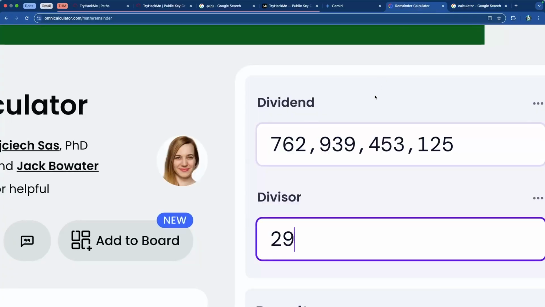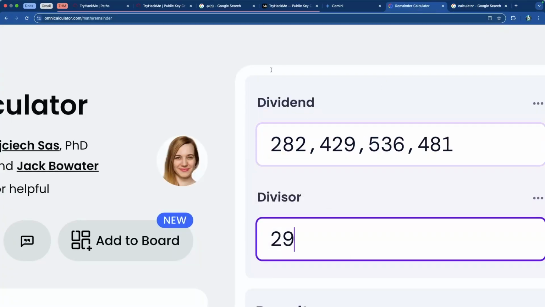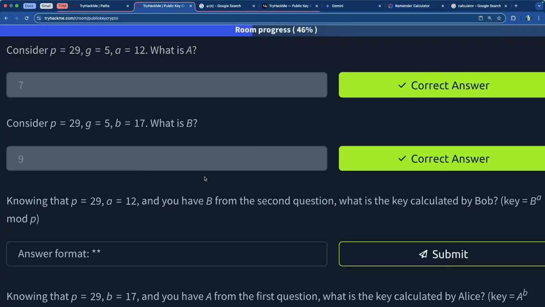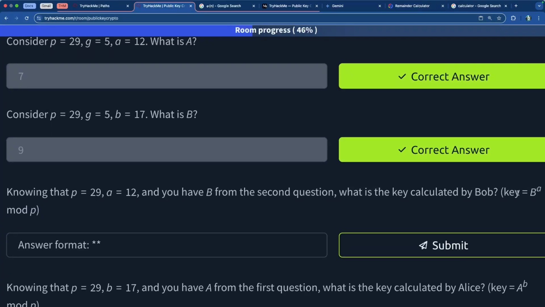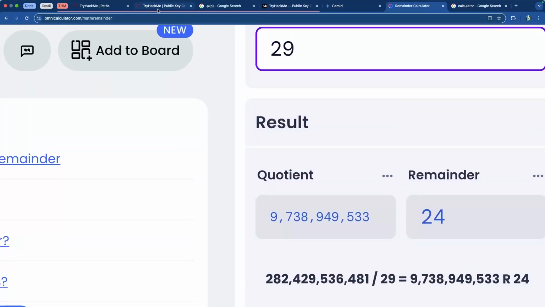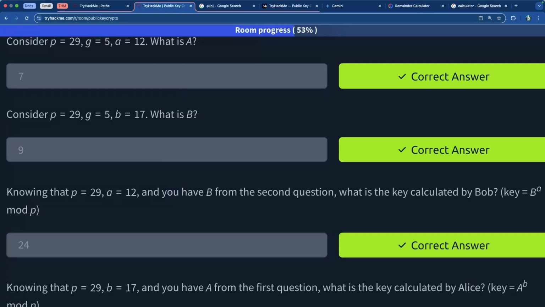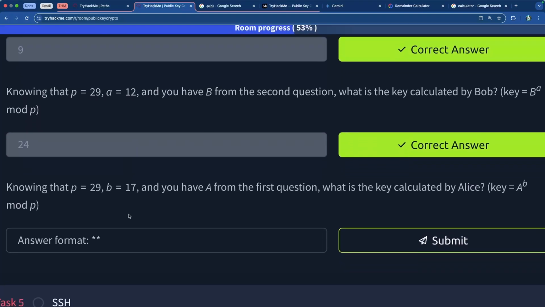Now that value is going to go here, and then we're going to paste it. And the divisor is still going to be 29 because we're still doing B to the power of A mod P, which is 29. So we're still doing that. And so our answer is now going to be 24, and that should be the key. Hey, look at us figuring it out.